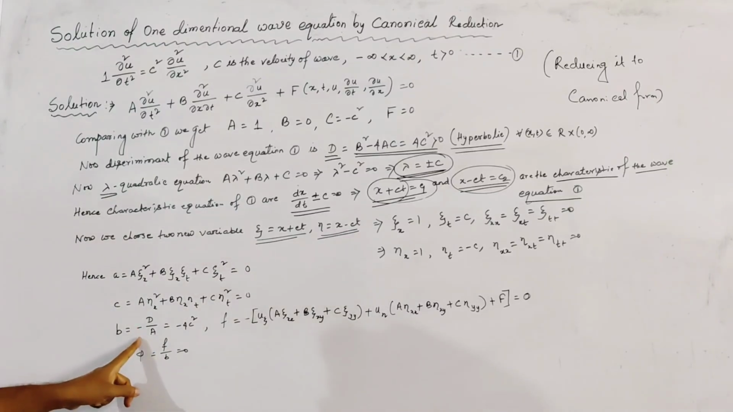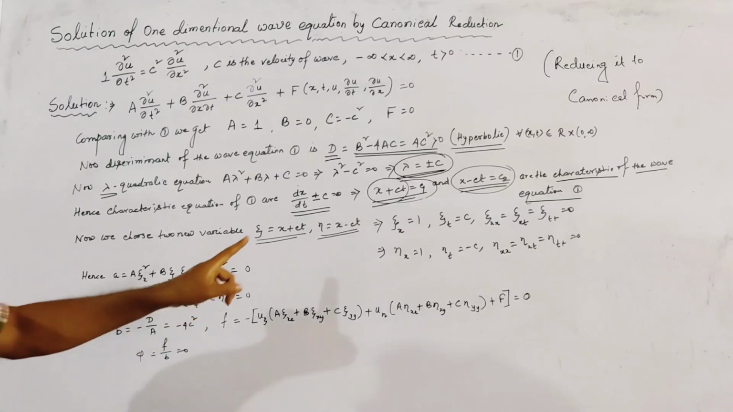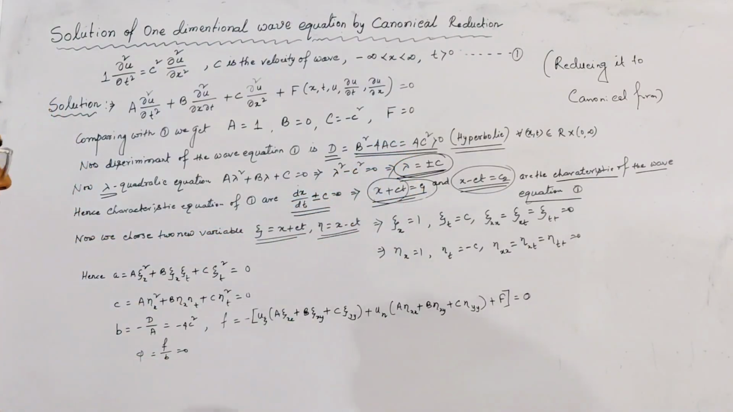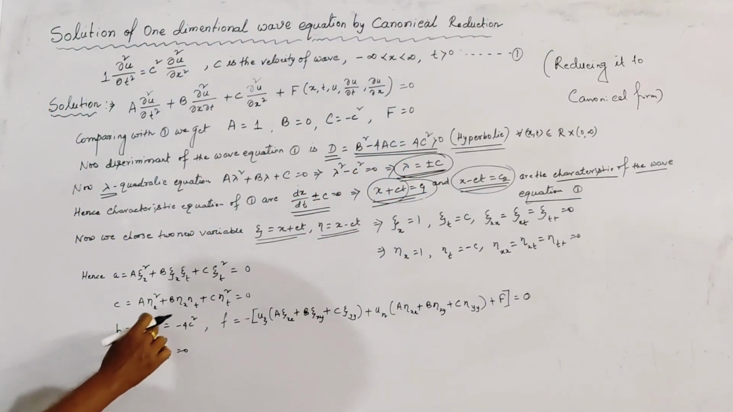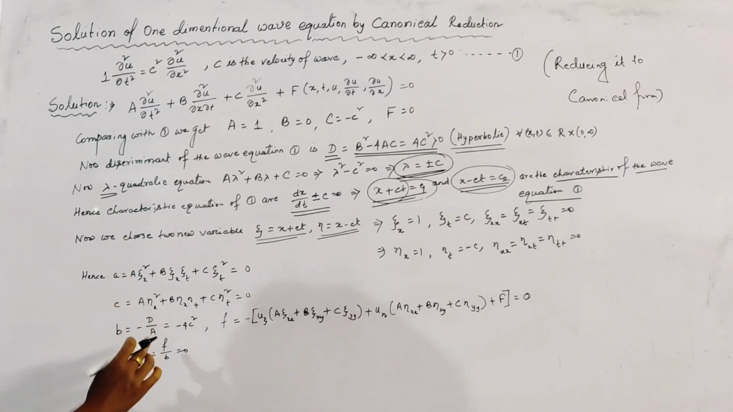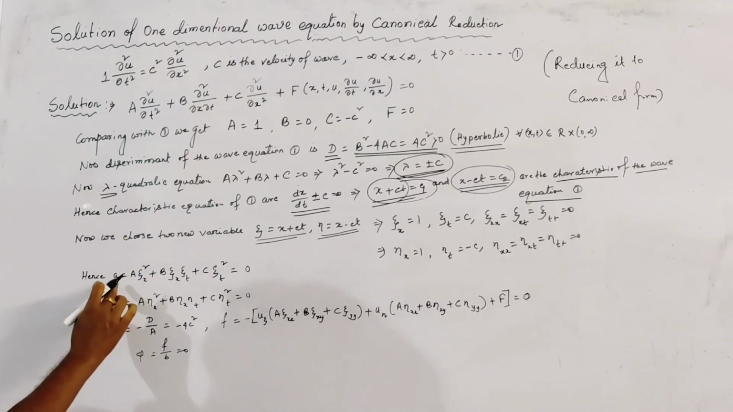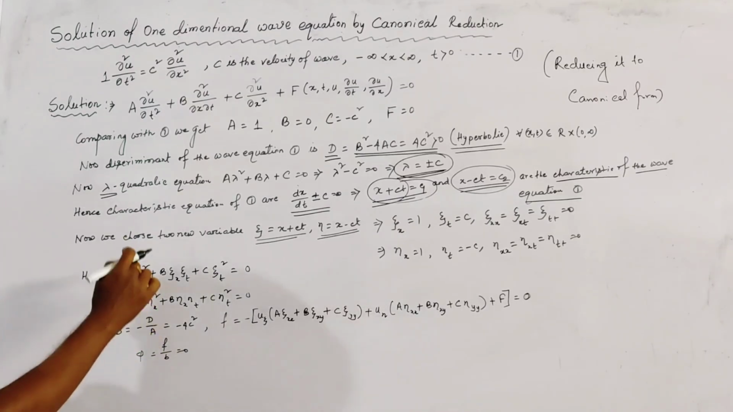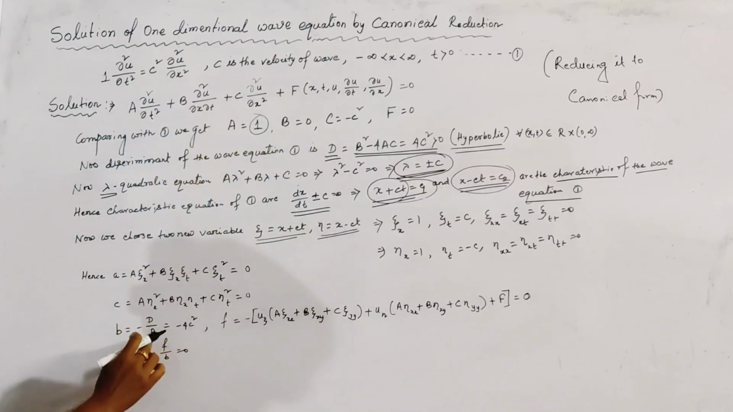B is given by minus d by a. What is d? D we already found here, minus 4c square by a. A means, not small a, this is capital A. A means 1. Okay, so we get this is minus 4c square.